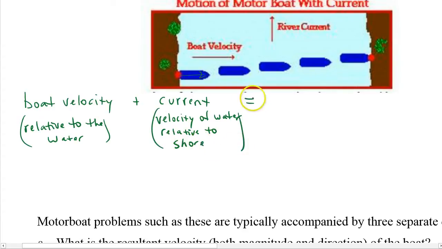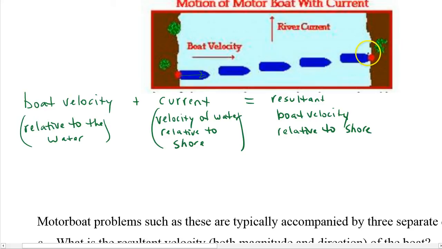And those two added together are going to get our resultant, which would be the boat velocity relative to the shore. So if someone was watching that boat move from the shore, they would see it take that path, right?